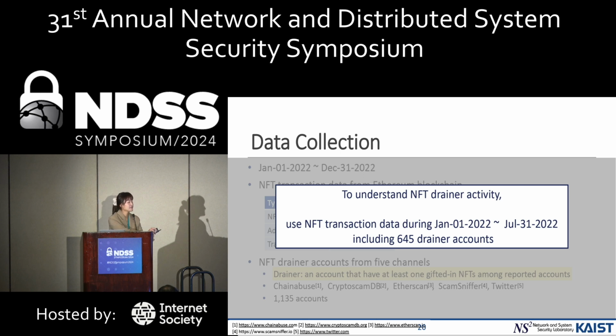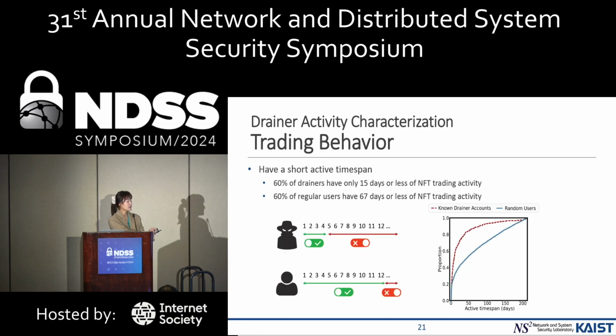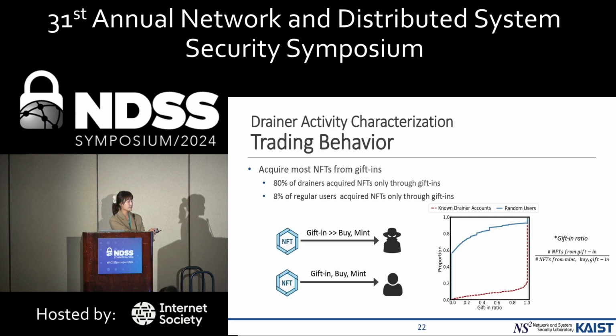To understand NFT drainer activity, we use NFT transaction data from January to July, including 645 drainer accounts. The analysis results are as follows. First, drainers tend to have a short active time span, while regular users tend to have a long active time span. 60% of drainers have only 15 days or less of NFT trading activity.